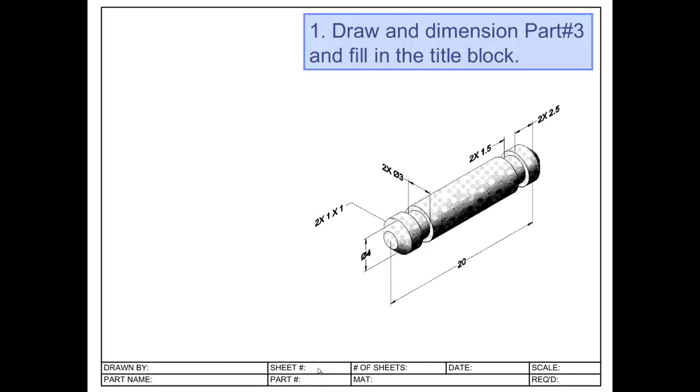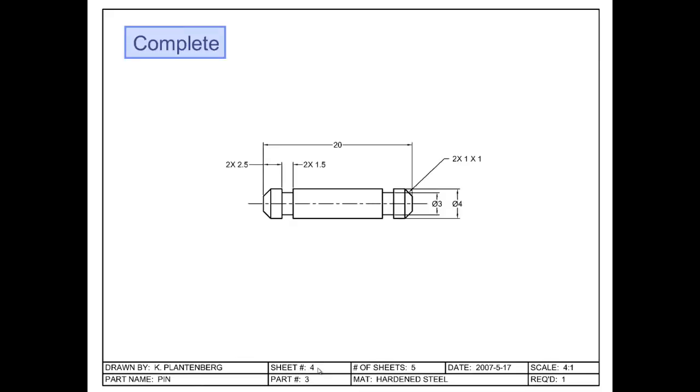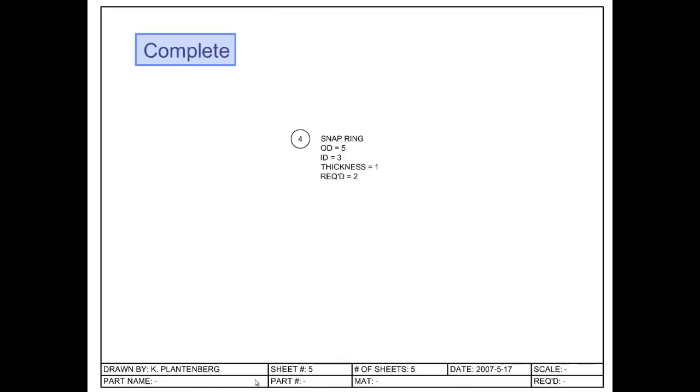This is the pin. I create the orthographic views for that and fill in the bottom, and that's 4 out of 5. The last one is basically a standard part, so all it needs is a balloon, and it tells me what it is and its specification. I don't have any part number here, but I'm going to show you how you can pull that part number in a second. Does that make sense? Is that clear?